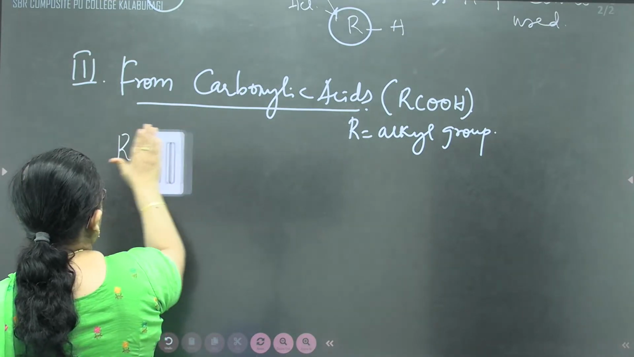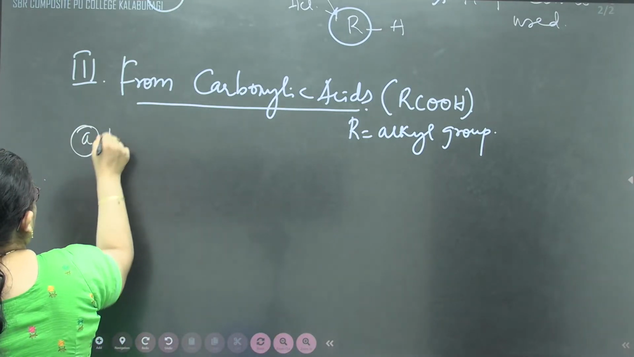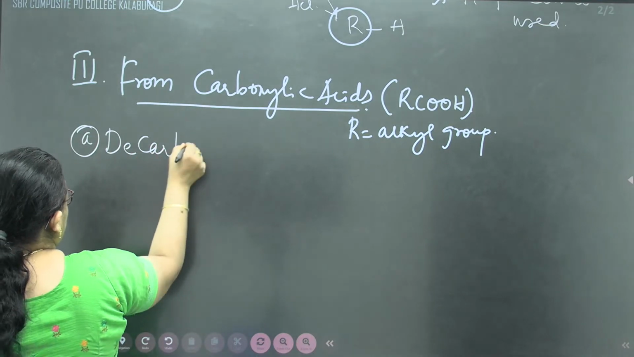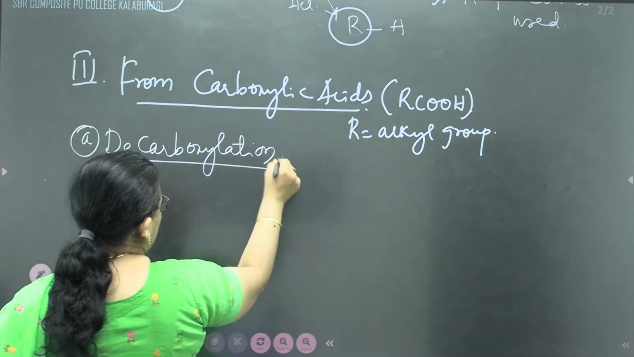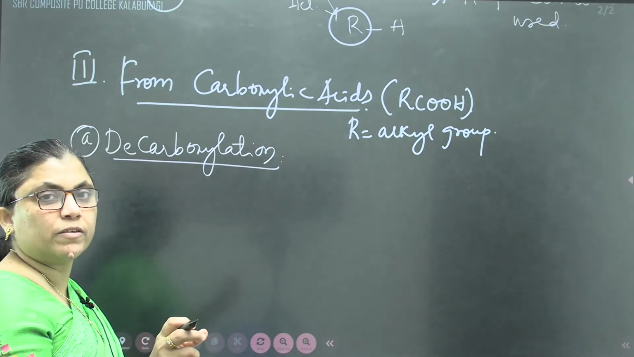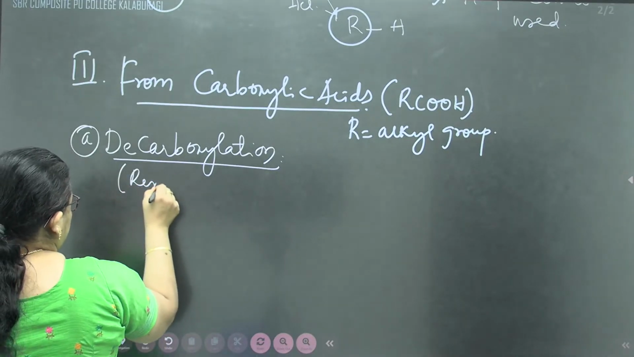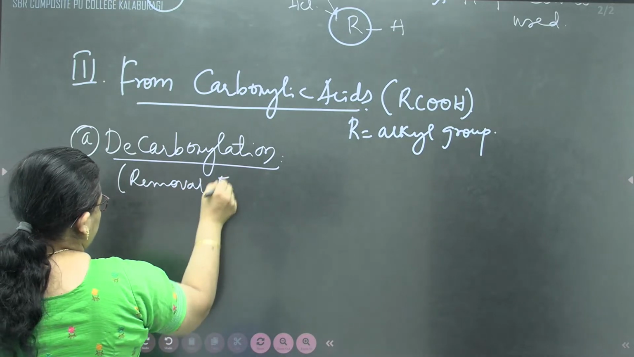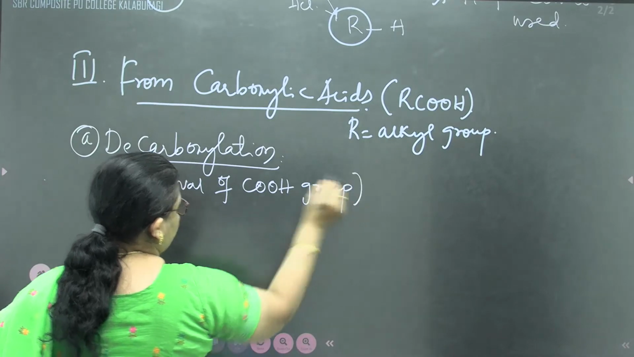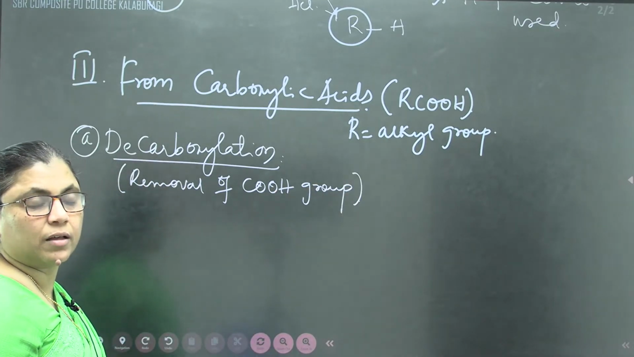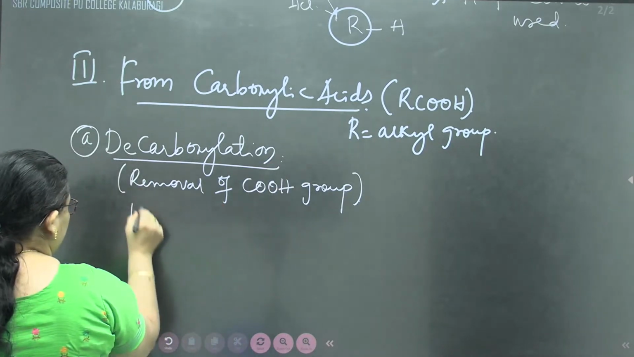First, we'll see decarboxylation. What is the first one, children? Decarboxylation is nothing but the removal of the carboxylic group. Removal of the COOH group is called decarboxylation.